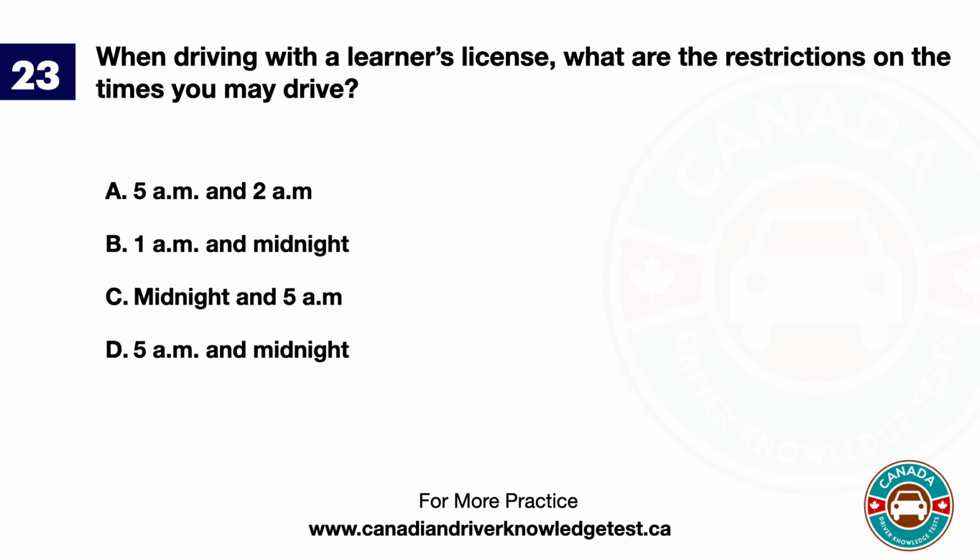Question 23. When driving with a learner's license, what are the restrictions on the times you may drive? A. 5 a.m. and 2 a.m. B. 1 a.m. and midnight. C. Midnight and 5 a.m. D. 5 a.m. and midnight. The answer is D. 5 a.m. and midnight.